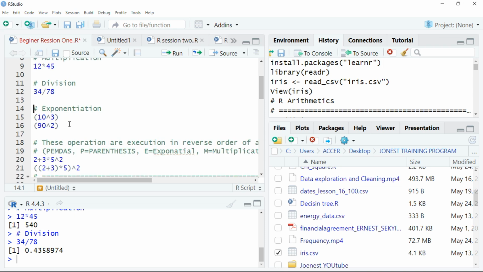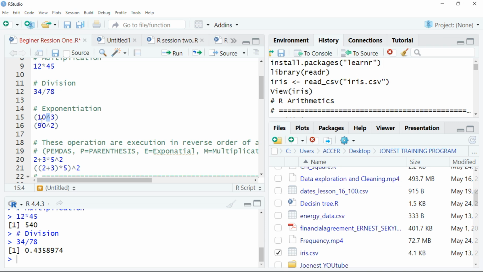And then exponentiation, right? For instance, if you have been given a number and the number is raised to a certain power, you have come to learn how you can multiply this in R. So for instance, if you have 10 raised to the power 3, it's just 10 times 10 times 10, right? But if you want to write this exponent, we use this sign.